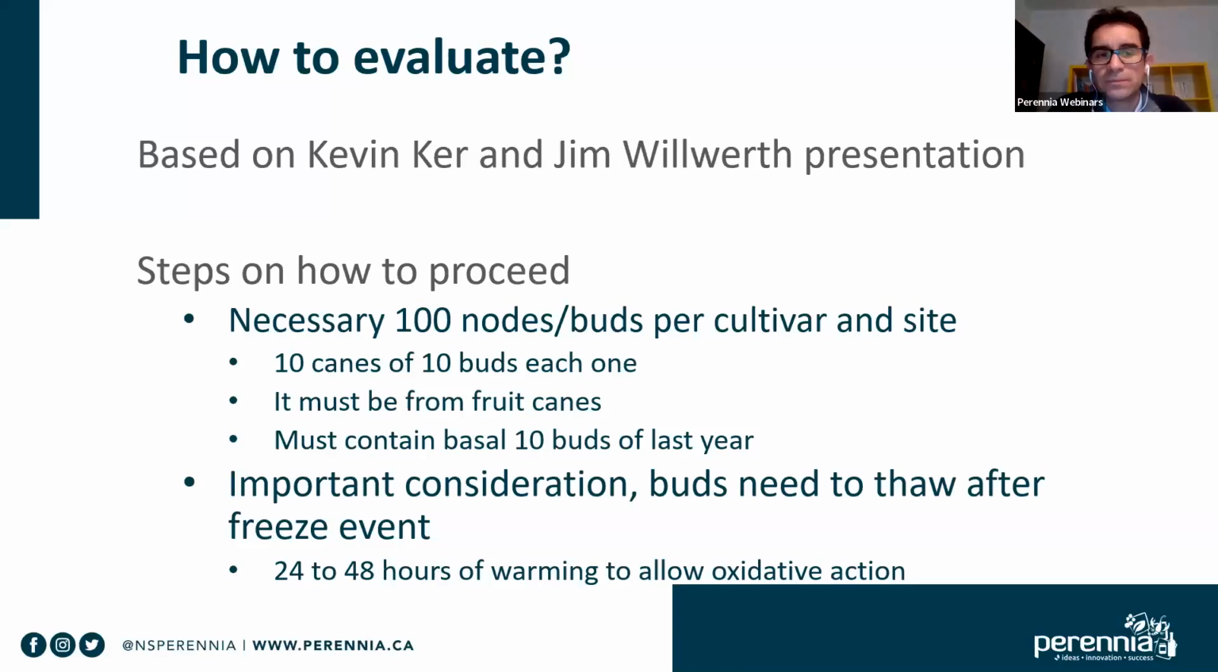So how do we proceed? It's necessary to have 100 buds per cultivar and site. For that, we need 10 canes with 10 buds each. They must be fruiting canes, okay? We need canes that were already producing this year and that we're planning to leave on the vineyard for the following season. They must contain the basal 10 buds of last year, okay? So try not to take one from an extreme or something that doesn't look good. Take what you were planning to keep.